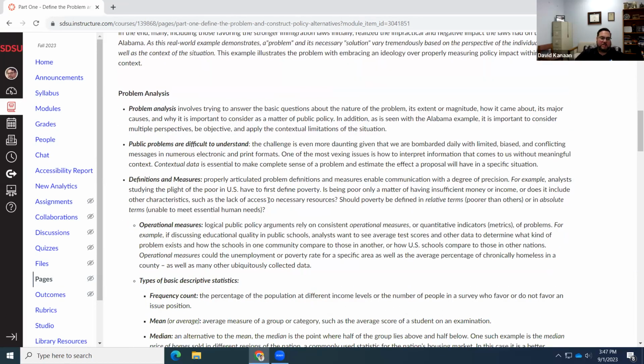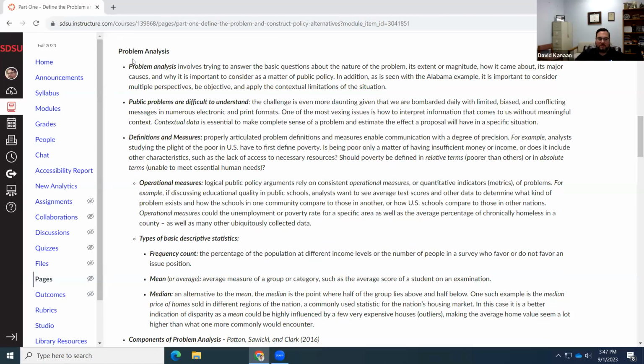So problem analysis is very important, and you will see a description here from the text. You will learn what problem analysis is, and I'll show you the components of problem analysis in a second, which you should look at and make sure you have some understanding of. Hint, hint for the quiz.